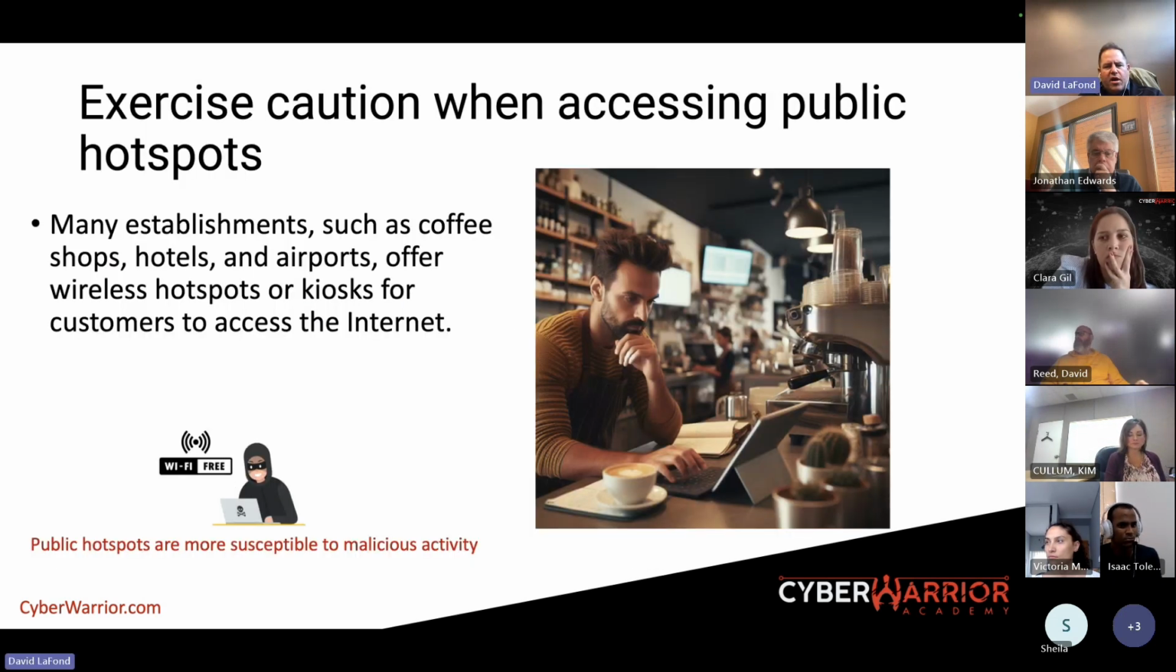Be aware of where you are and what you're doing where you are. So if you're working in a coffee shop, a hotel, or an airport, using public Wi-Fi, be aware of who can see your screen and what network you are working on. You'll see here the stat that says public hotspots are more susceptible to malicious activity. That's possible, and there are ways you could help secure yourself better.